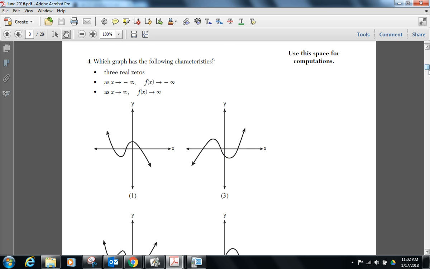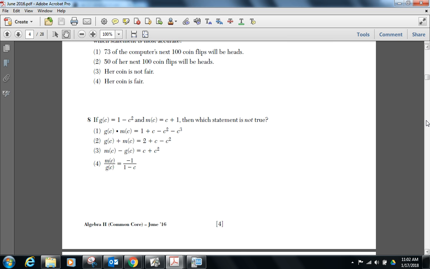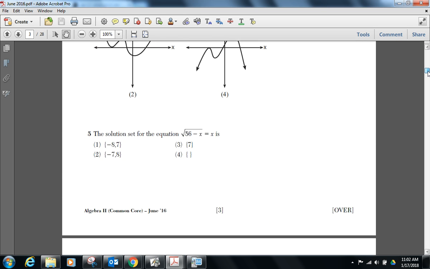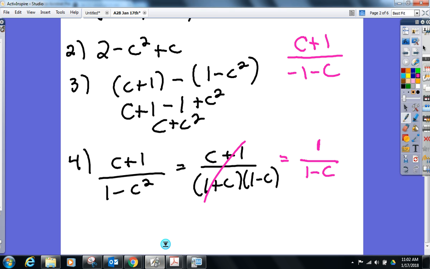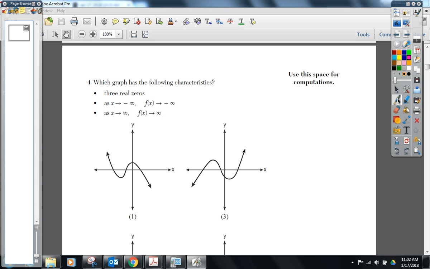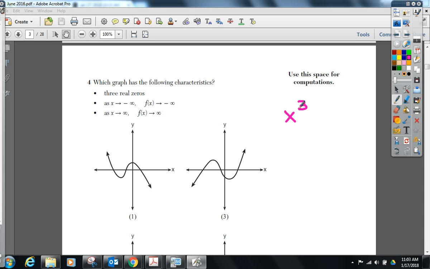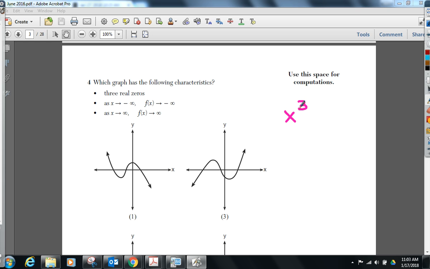Actually, you know what? Let's talk about that right now. I'm glad you brought it up. If it's got 3 zeros, that means the highest exponent needed to be 3, right? So it's got something x to the third. And do you guys remember if the highest exponent is odd, how it starts and finishes?